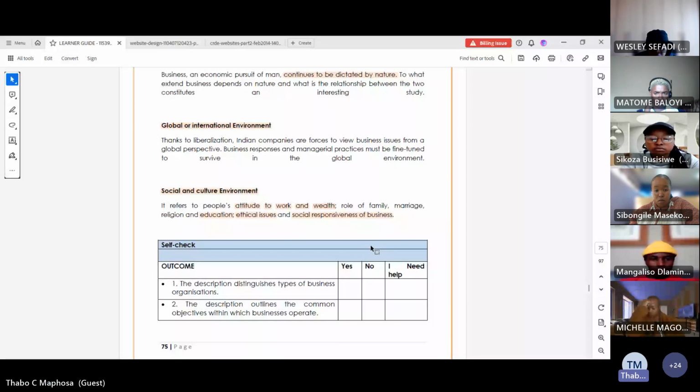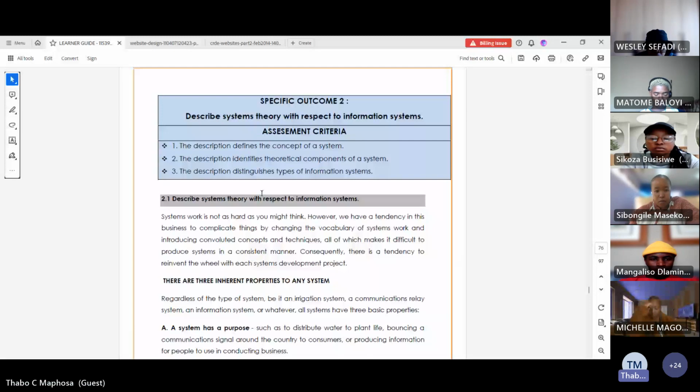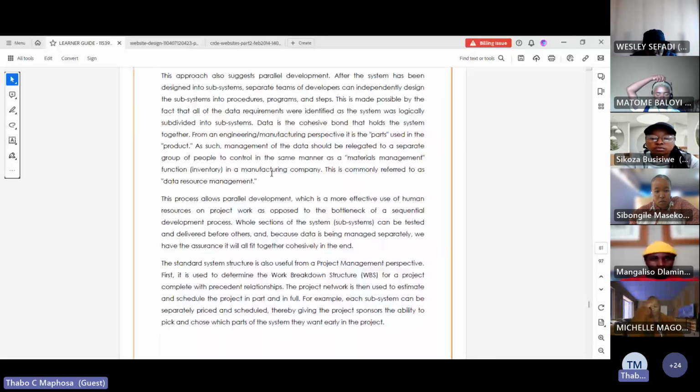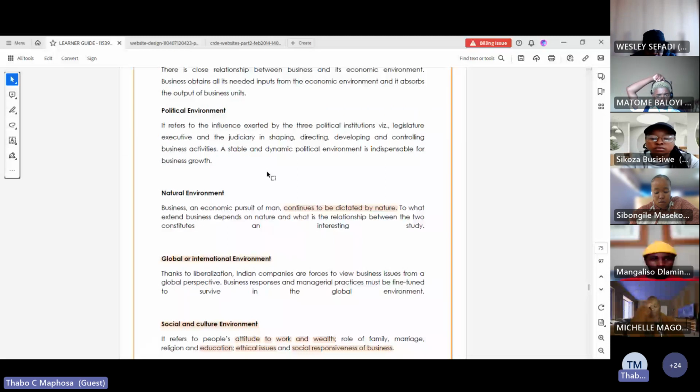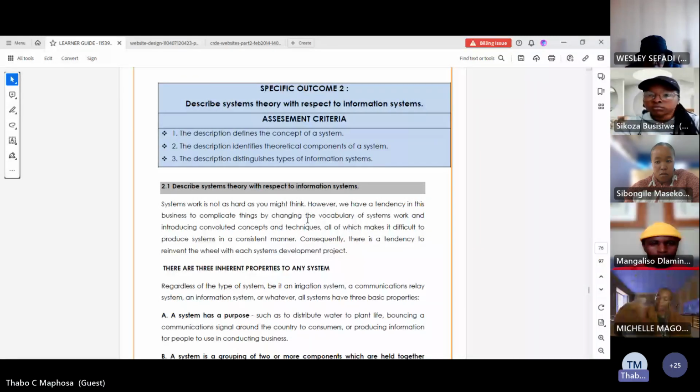And then there's this self-check here. This is up to you. You are going to go through that self-check. Before I move on to this specific outcome two, which is a bit too long, but we'll look at that, let me just take a 2-minute break. Okay, let's make it more like 5 minutes or so, and then we'll touch on a few things and then we'll close. Just give me a couple of minutes.